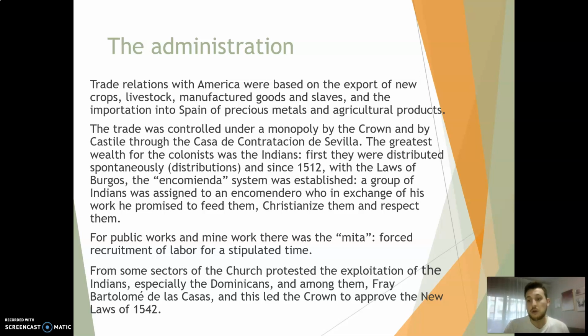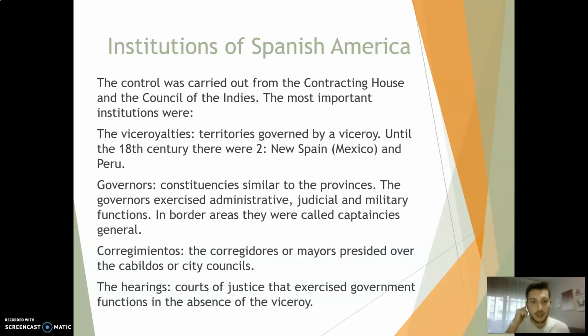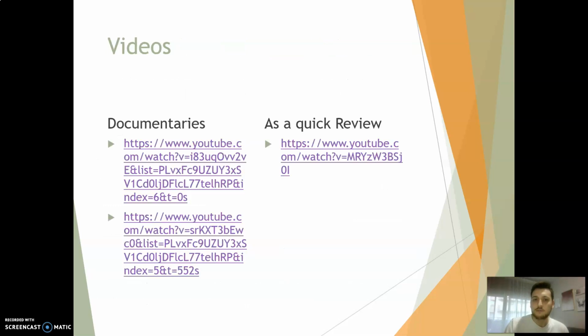Okay, well, that's the reason why, especially England, will trade in human lives from America. So that's the reason why there is this mixture of cultures in America. Okay. Well, the institutions of Spanish America were more or less the same as they were in Castile. Okay, there were viceroyalties, there were governors, corregimientos, or audiencias.